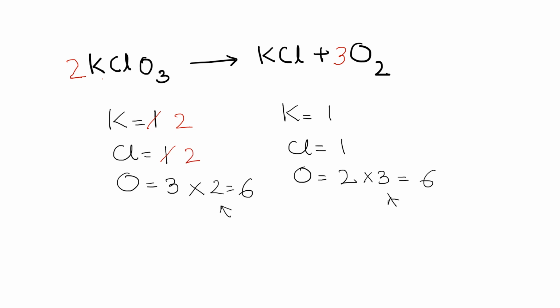Now 2 here. So we need to balance potassium. Potassium can be balanced by multiplying it by 2. It becomes 2. This 2 which we have written will come in front of potassium chloride. This 2 now changes the number of atoms of chlorine too, so it becomes 2. Now let's check: potassium 2 on both sides, chlorine 2 on both sides, oxygen 6 on both sides. So this is now a balanced equation.